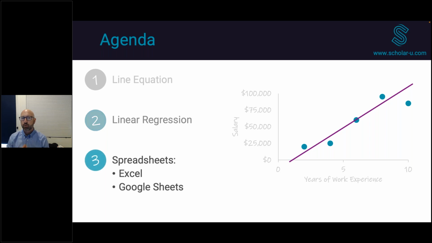And then we are going to delve into spreadsheets. So towards the second half of this 1 hour workshop, we are going to be working with either Excel or Google Sheets. You can choose which tool you prefer to use, and I'll give you a data set, and we're going to work through this together.